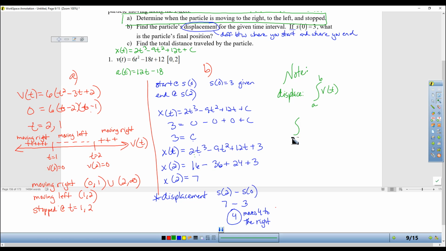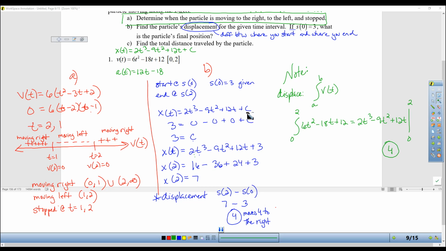So watch this. If I go from 0 to 2 of my velocity equation, 6t squared minus 18t plus 12, then I will get 2t cubed minus 9t squared plus 12t. Now, since it's a definite integral, there's no plus c, and I go from 0 to 2. I plug in the 2, and I plug in the 0, and I'll end up with 4. Why does that also work? That works because you're finding just the distance underneath that portion of the curve.